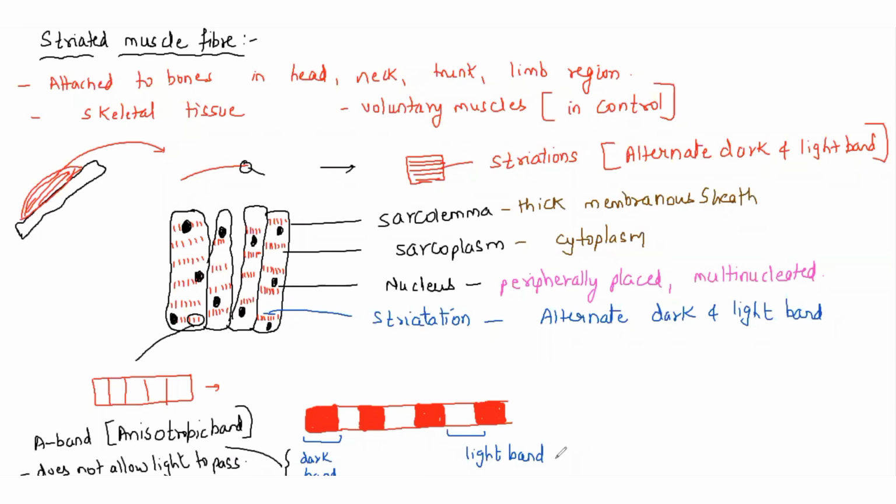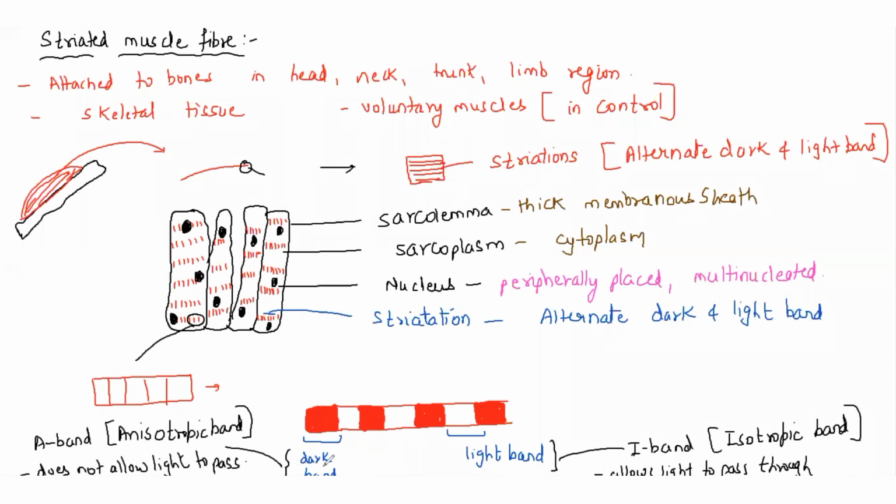And the light band is also called the I band. Now what is the full form of I band? It is called isotropic band. And what is the role of this isotropic band? This isotropic band is called the light band because it allows light to pass through. If the light is passing through this region, then I can say it is the light band. So the light band is called the I band, and the dark band is called the A band.